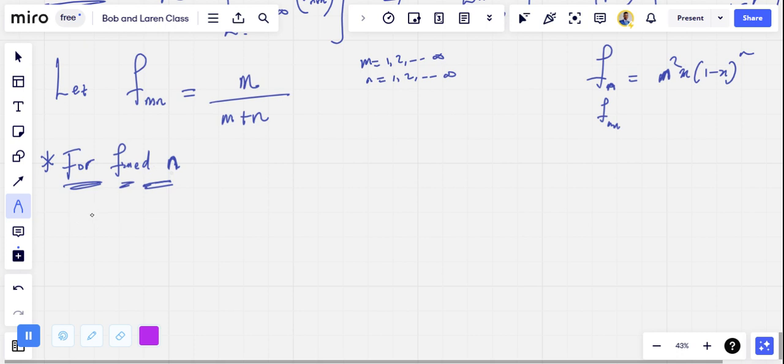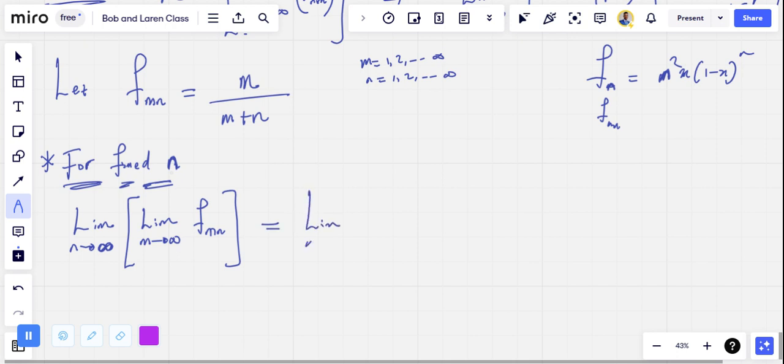That means if I take n to be fixed, I will now have something of this nature: limit as n tends to infinity, outside. Then I'll have to solve the one inside the bracket first: limit as m tends to infinity of fmn. This is equivalent to n being fixed outside, but I want to consider m first, inside the bracket. That's why I have m inside the bracket.